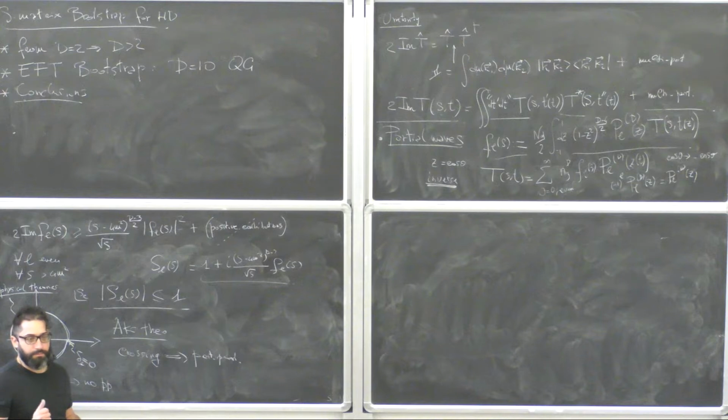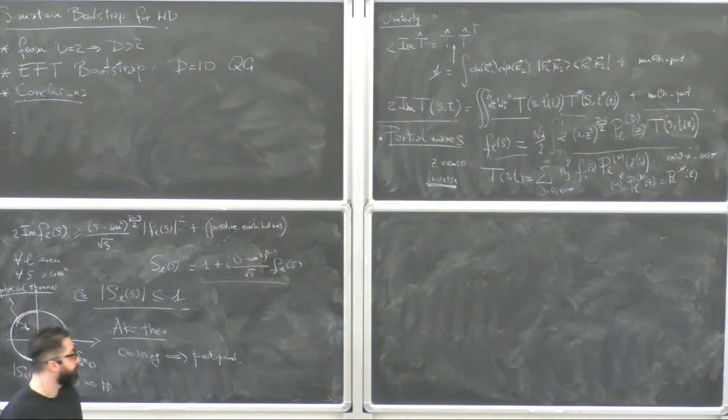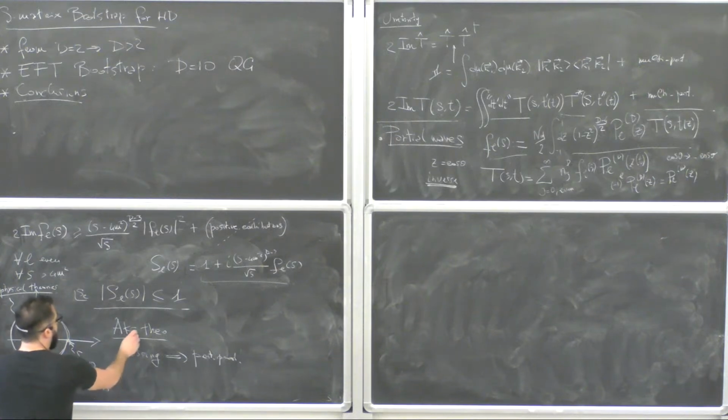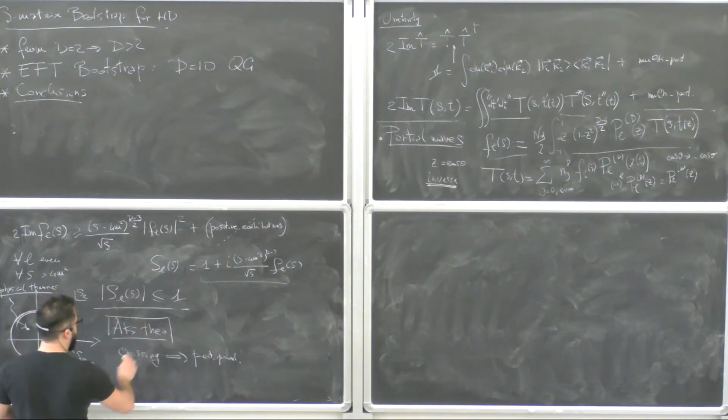Can you repeat the theorem where it comes from? Because it just falls from the sky, so I don't understand. At some point you said crossing implies.